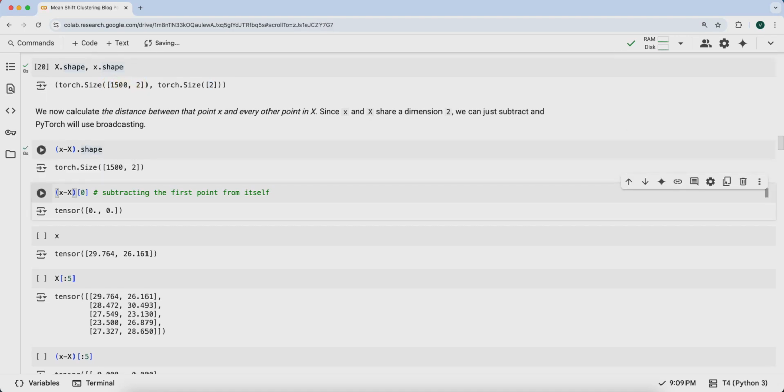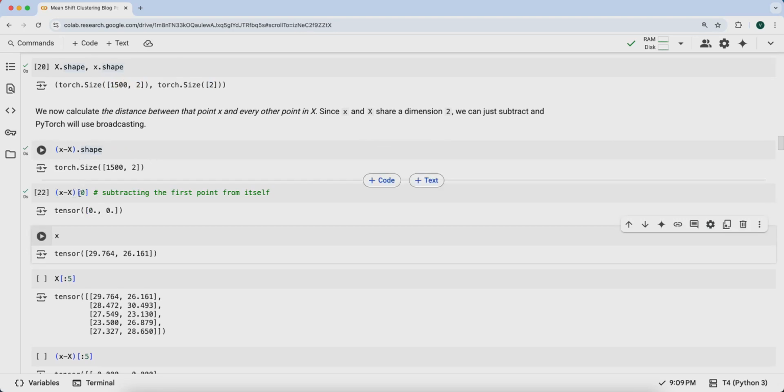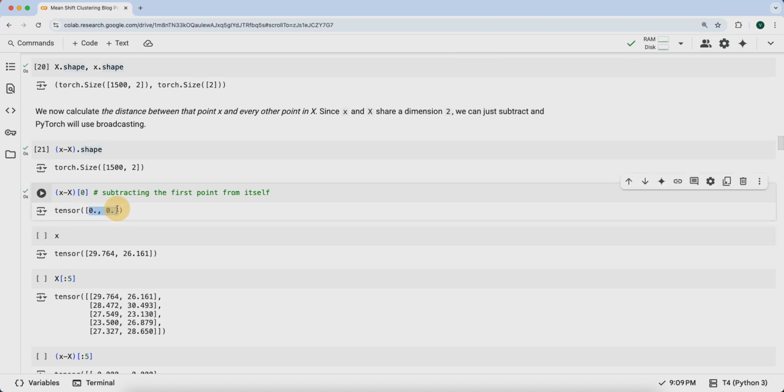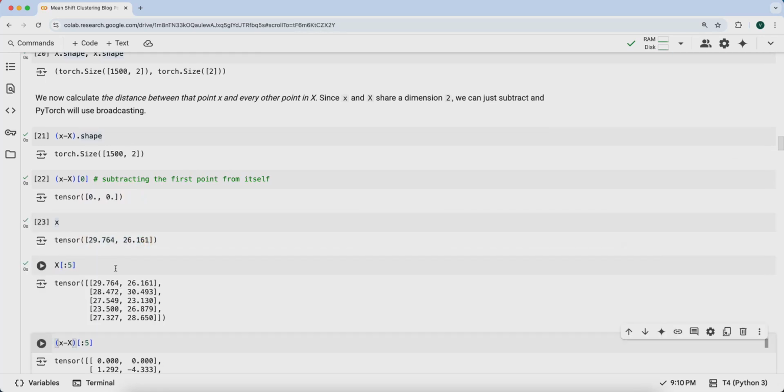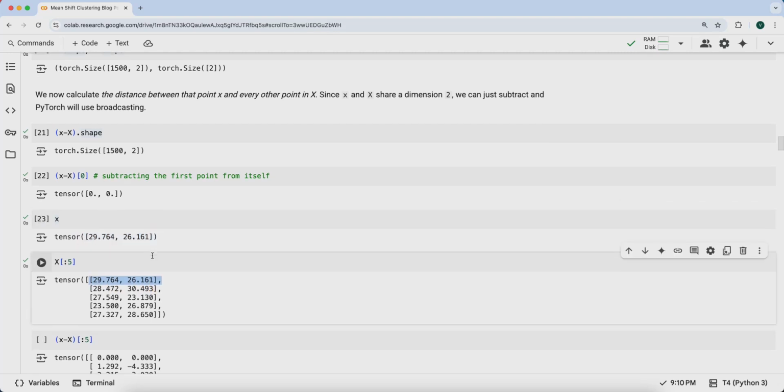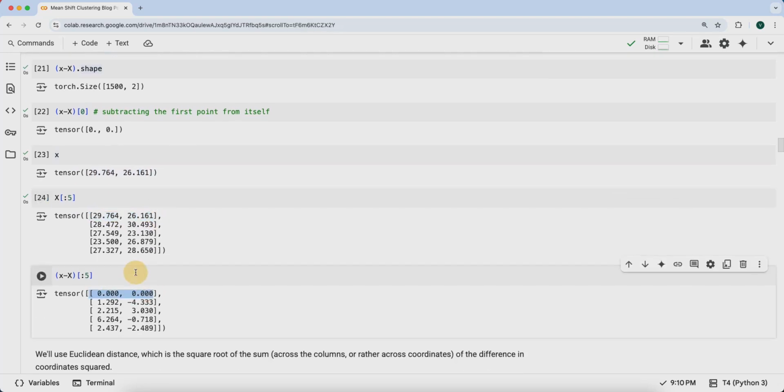Just taking a look at some of the data points, the first value of this subtraction, of this difference, is a coordinate pair of zeros. The reason is that x is the first value, and in big X, we still have our original first value of x. So we're subtracting x minus the same value. That gives us 0, 0.